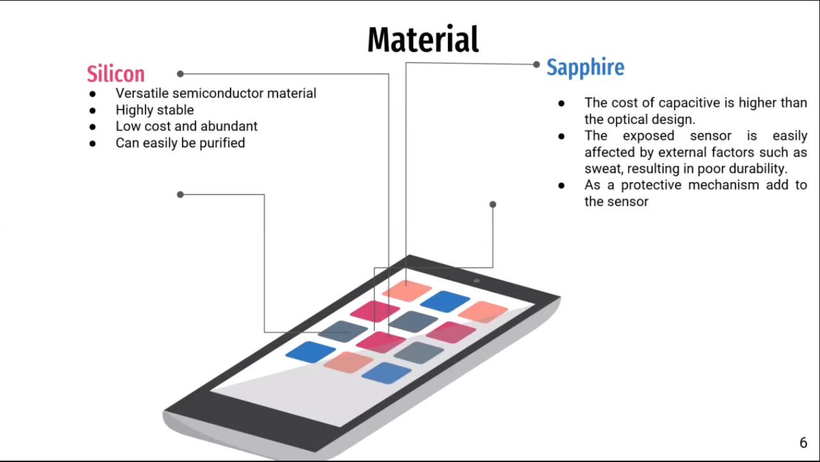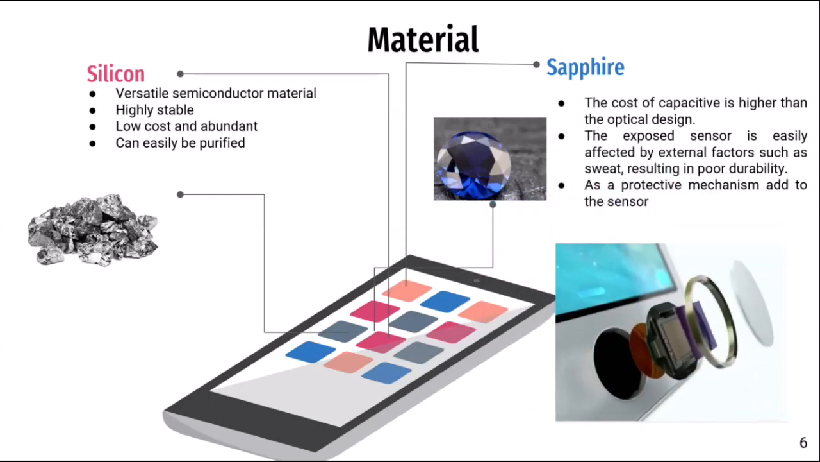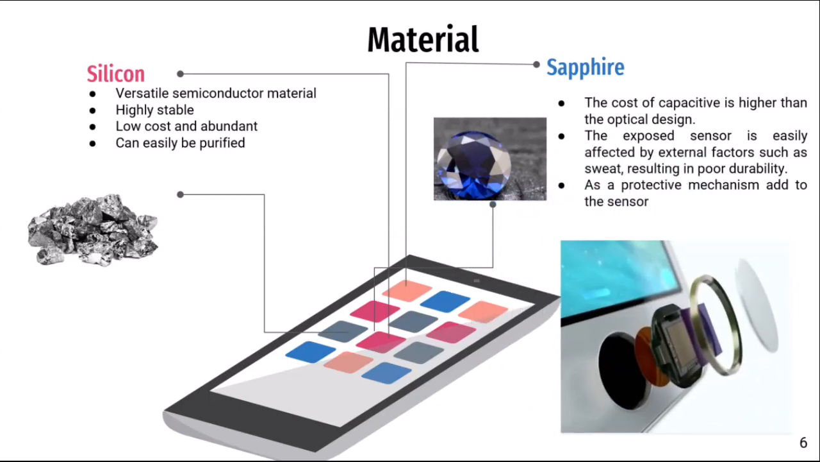And sapphire is used because the sensor is very sensitive, so we need to avoid exposure to external factors like water, dust, or other things. So we use sapphire to provide it a protective layer. And this is the silicon and sapphire appearance. And these figures show how the iPhone uses sapphire to protect the silicon sensors.